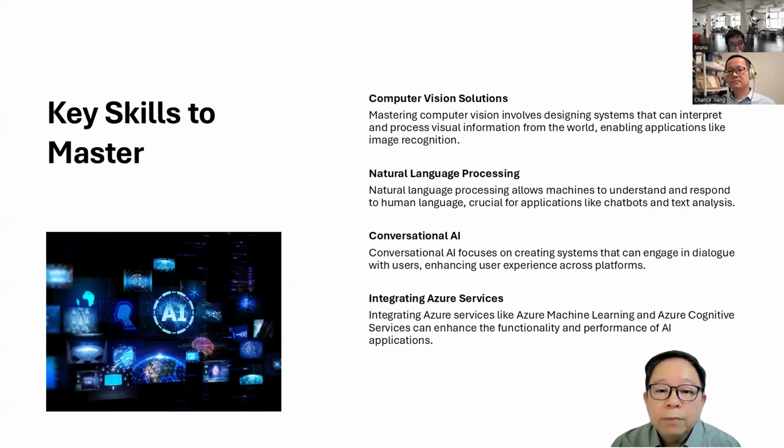You will also learn computer vision skills in this AI-102. You will master computer vision, including designing systems that can process and analyze visual information from the world. Just like your eyes, you see a lot of information. So you are able to do that. You put the eyes on your application. So this is how I make it.